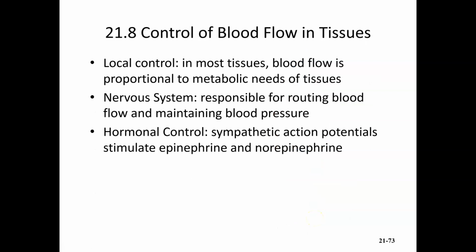Now let's discuss the control of blood flow in the tissues. We could do this through 3 different avenues. Our first one is local control, and in most tissues, our blood flow is going to be proportional to the metabolic needs of the tissues. Second, we'll have our nervous system that'll be responsible for routing our blood flow and maintaining our blood pressure. And lastly, hormonal control, where our sympathetic action potentials or nerve impulses are going to stimulate epinephrine and norepinephrine release.